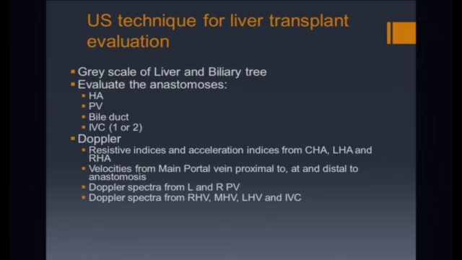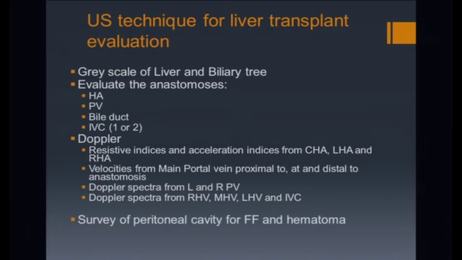Doppler examination is performed of the common left and right hepatic arteries. Resistive indices and acceleration indices are obtained from these vessels. Then velocities from the main portal vein proximal to, at, and distal to the anastomosis are obtained. Doppler spectra are obtained from the left and right portal veins, and Doppler spectra from the right, middle, and left hepatic veins and IVC. Finally, a survey of the peritoneal cavity for free fluid and hematoma is performed.